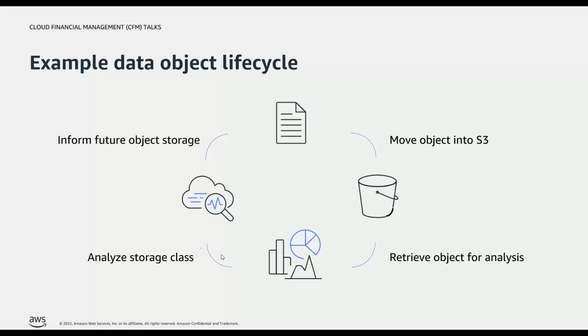And then what we want to do is start analyzing what you've done historically to inform what you're in the future going to be doing with your data objects. And this is where Cost Explorer starts to shine. Cost Explorer allows you to understand historically what has happened from a consumption pattern perspective so that we can inform the future of how we store objects within S3 to help drive optimization.